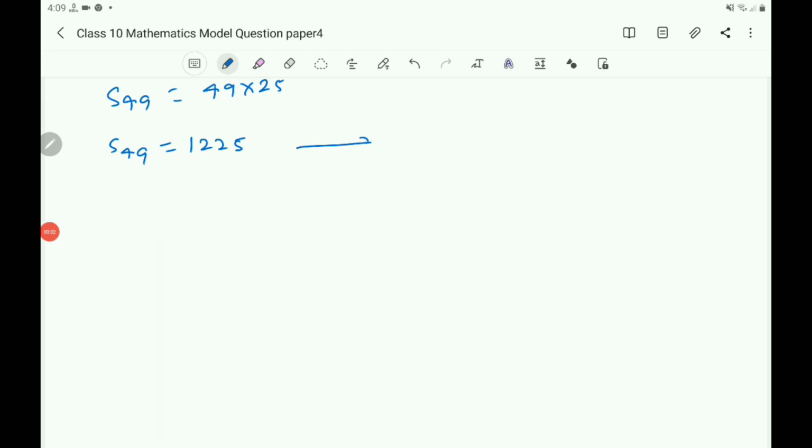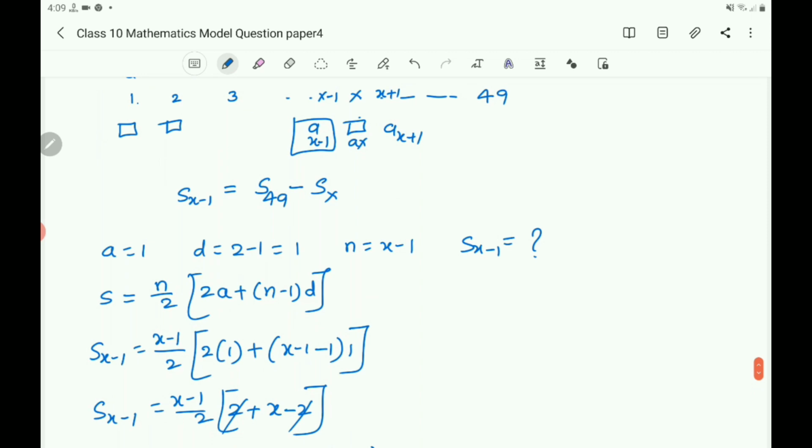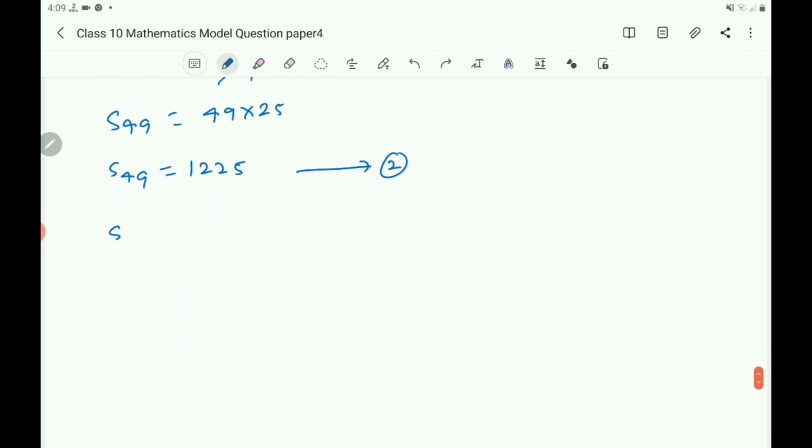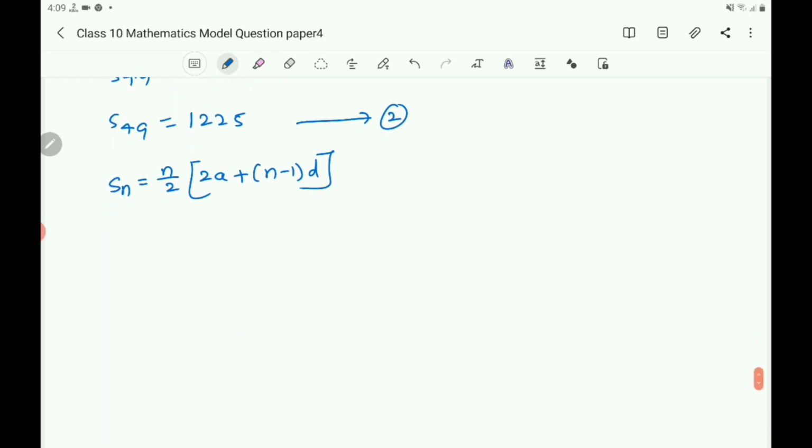Now consider this as the second. Here you have S(x-1) and S49. Now we have to find Sx, using the same formula. Write the same formula: Sn equals n by 2 into (2a plus (n minus 1) into d).